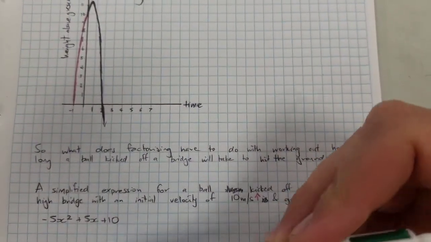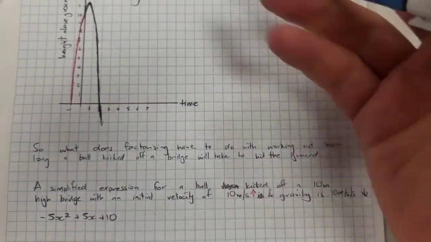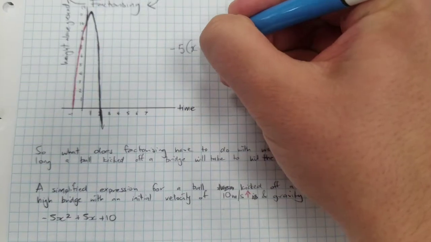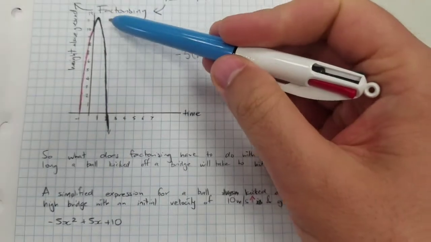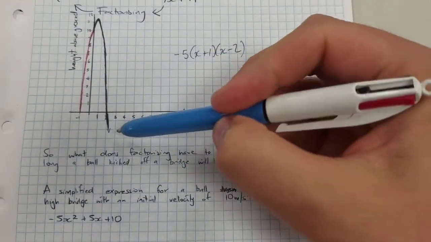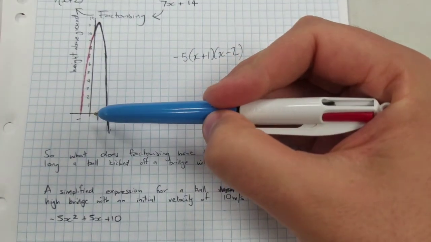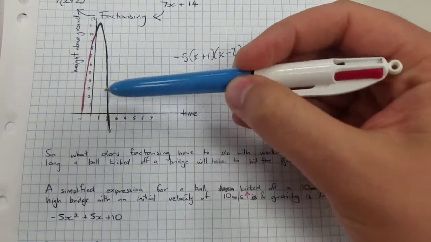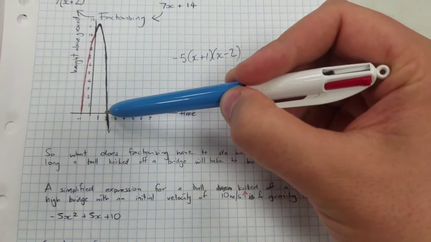So as I said up here, this graph is of negative 5x squared plus 5x plus 10. This is the graph here. And if we look closely, I might write the factorised version here. So we've got negative 5, x plus 1, x take 2. And if we look closely, this is time in seconds across here, and this up and down is height off the ground. So the ball is on the ground when it's on the x-axis. And we can see that this graph crosses the x-axis at 2 seconds.